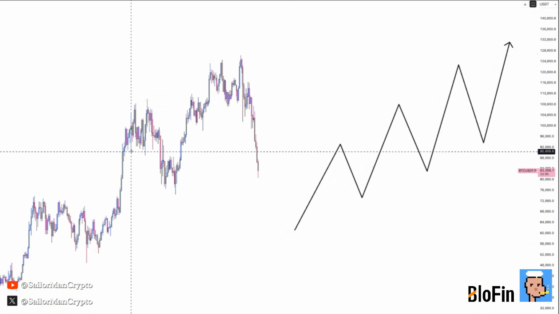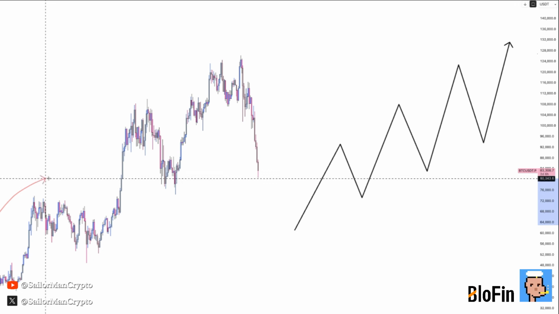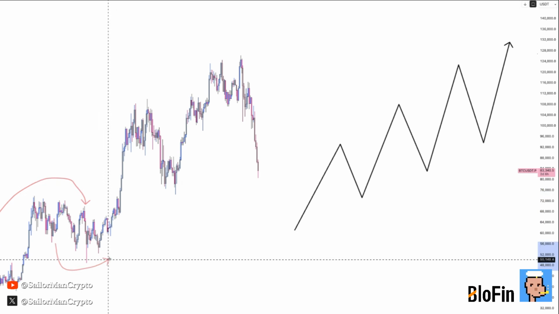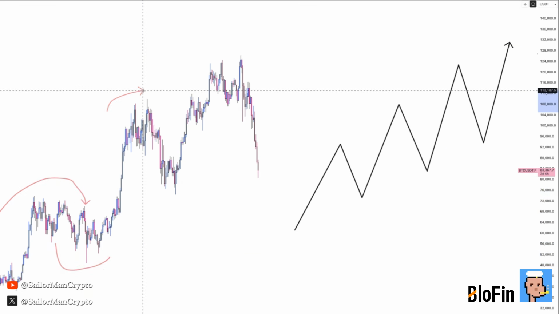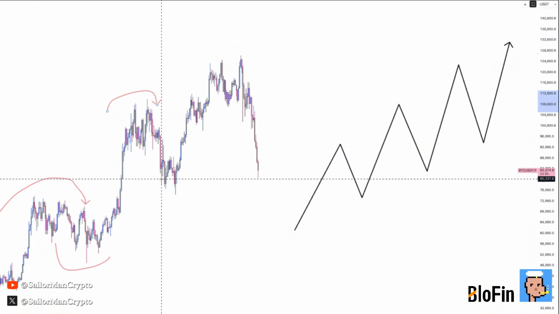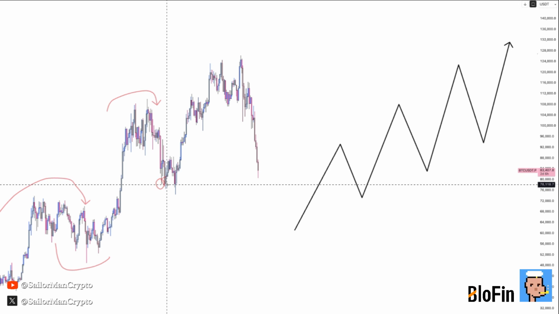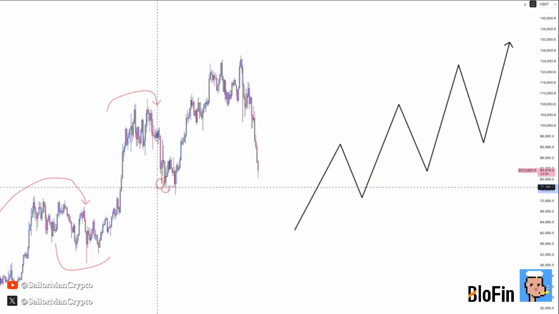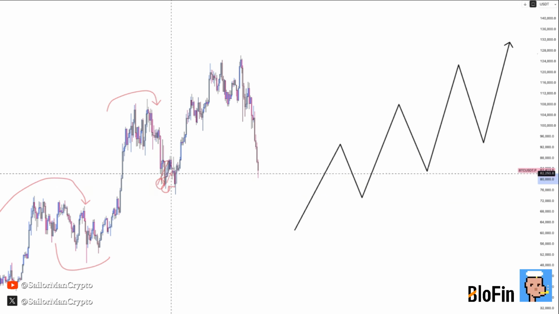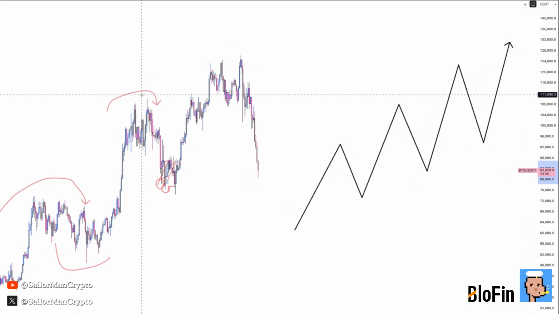Same concept. This was the high, this was the low, this was the high. So people could have said, this is the higher low. No, all of them are not, because all the bounces we had after didn't violate this structure.